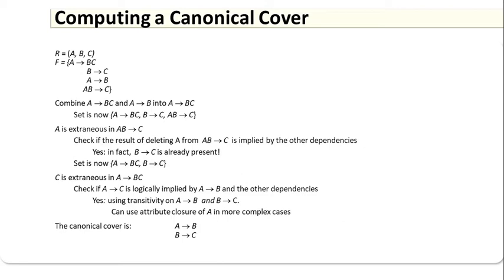Then the set now has A determines BC, so BC determines C. The extraneous attribute algorithm checks if A determines C is logically implied by A determines B and the other dependencies. Yes, using transitivity, A determines B and B determines C. You can use the attribute closure of A in more complex cases.